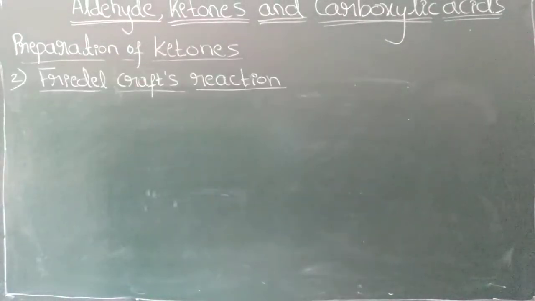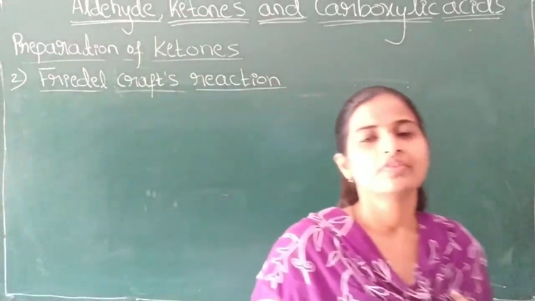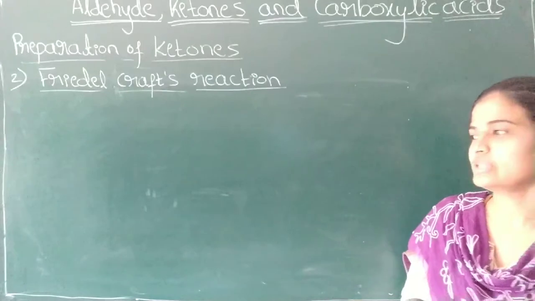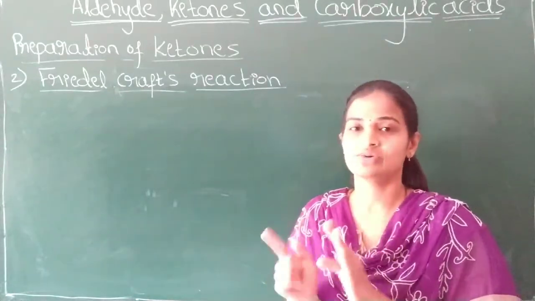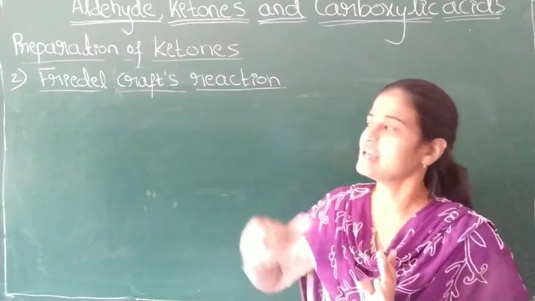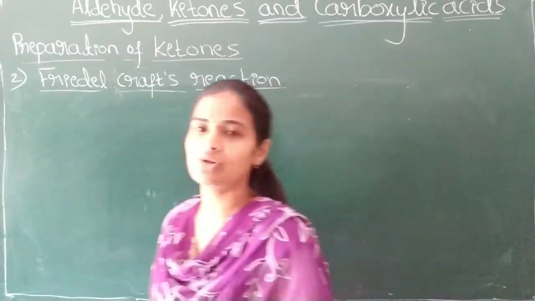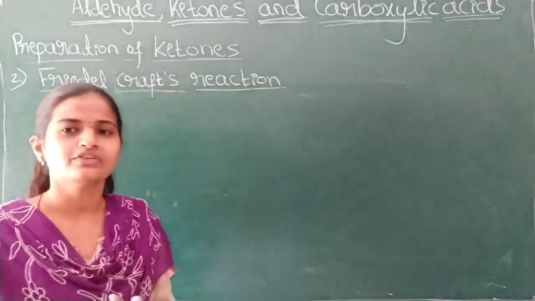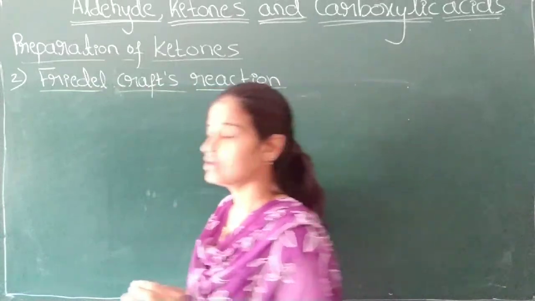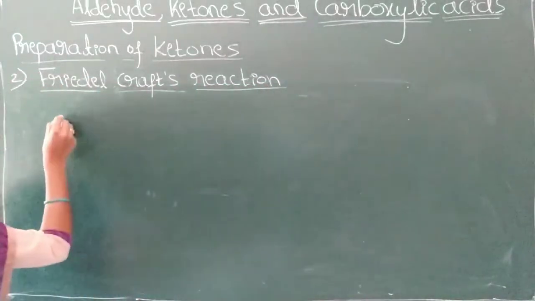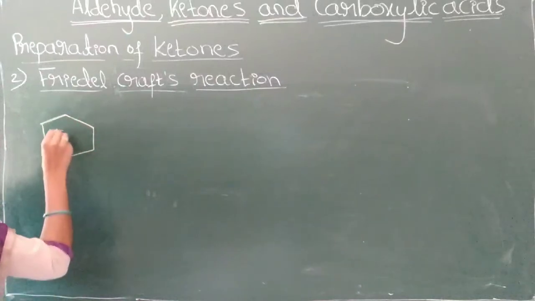The second method for the preparation of the ketone is from Friedel-Crafts reaction. This method is familiar to you. In the first PUC you have studied Friedel-Crafts alkylation as well as acylation of benzene. The same here, it is Friedel-Crafts acylation. Try to recall whatever you have studied in the first PUC, with the mechanism. What is Friedel-Crafts acylation? Substitution of an acyl group to the benzene ring.